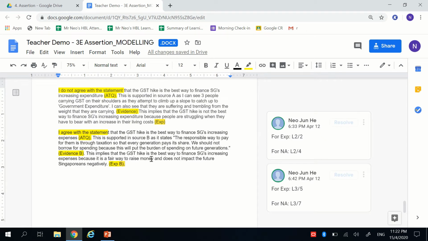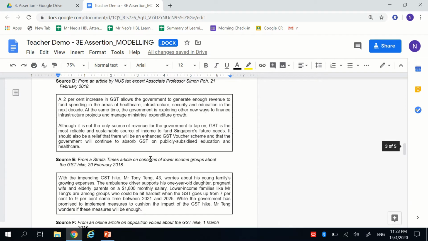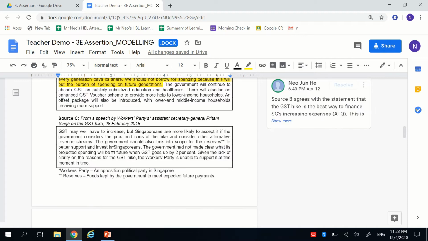Bear with me as we try to answer the questions together. But firstly, we need to understand the sources in detail. Let's look at source C. Source C is a speech by the Workers' Party Assistant Secretary General Pritam Singh on the GST hike on 28 February 2018. He says, GST may have to increase, but Singaporeans are more likely to accept it if the government considers the pros and cons of the hike and considers other alternative revenue streams.